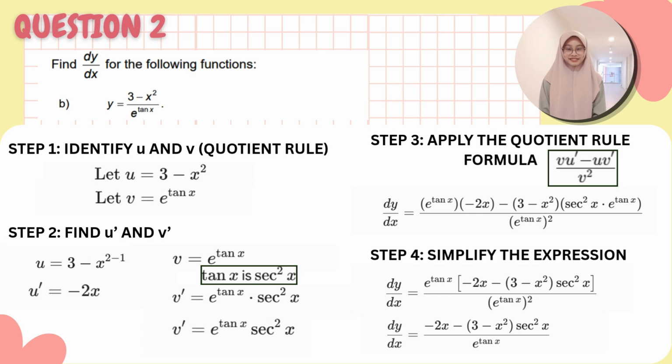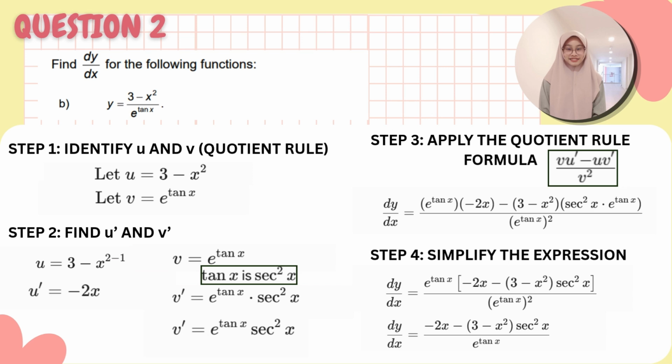For v, we look at our formula table. The derivative of tan x is secant squared x. So when we differentiate the exponential function, e to the power of 10x, we multiply it by secant squared x. So our v prime is e to the power of 10x times secant squared x, which we can write simply as e to the power of 10x secant squared x.